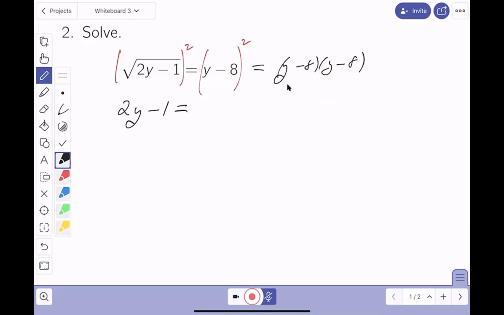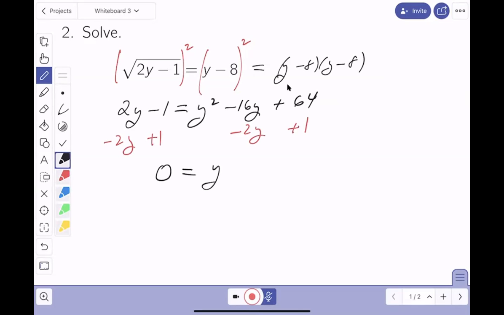That would give you y squared, minus 8 times y twice is minus 16y. That's not bad. Plus 64. What would I do now? I would subtract 2y from both sides, and I would add 1 to both sides. And again, I'm hoping things work out nicely. Not that they always work out nicely, but I'm hoping for them to. y squared minus 18y plus 65.